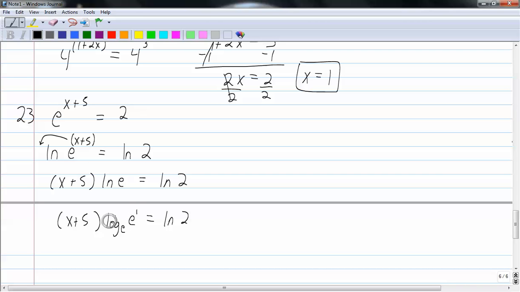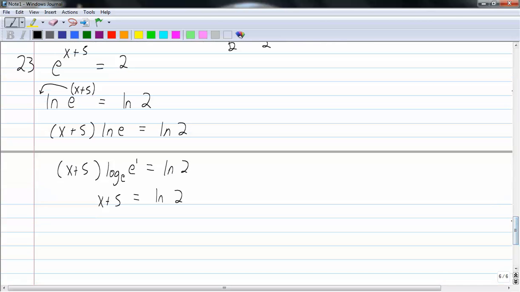So if this right here is just 1, it goes away. So I have x plus 5 equals the natural log of 2. Now how do I solve for x? Just subtract 5 from both sides.